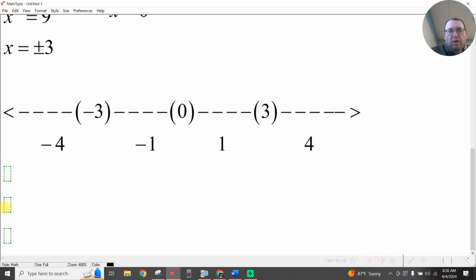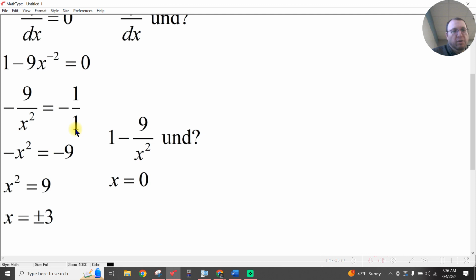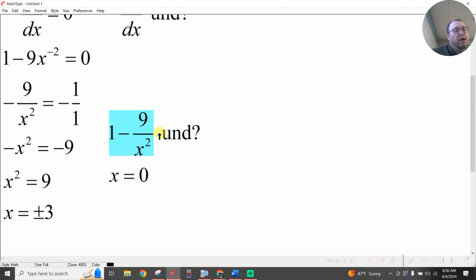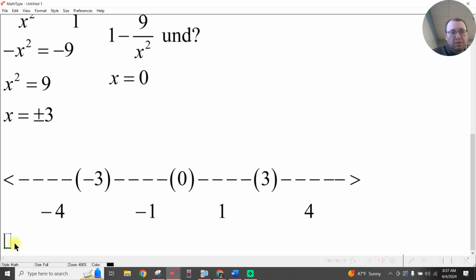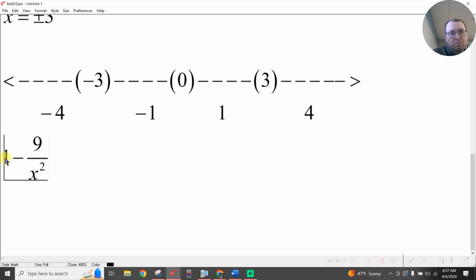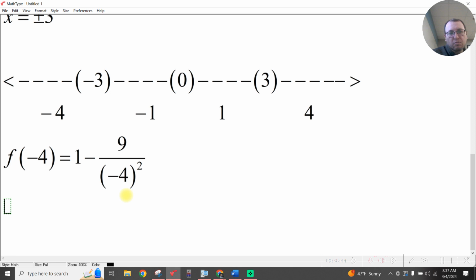Now, what do I have to do with those 4 numbers? Plug them into the first derivative. And since I'm going to be plugging them in and figuring out what they're equal to, I'm going to plug them into this version of the first derivative, not the one with the negative exponent. That'll be a lot easier to work with. But I would want you to write down what you're doing. So f prime of negative 4 is this. I need to do that for negative 1, positive 1, and positive 4.